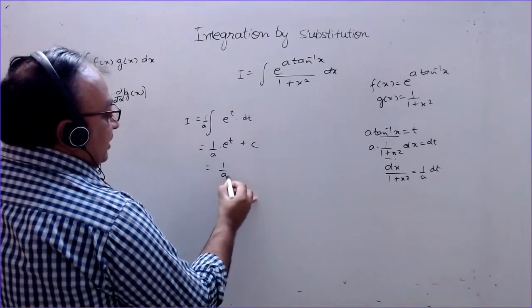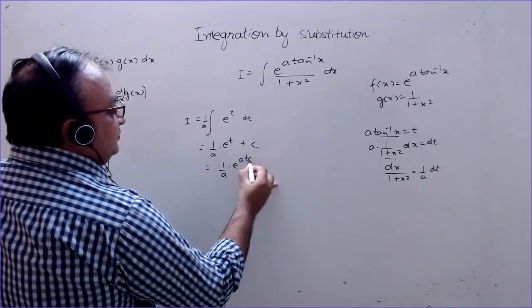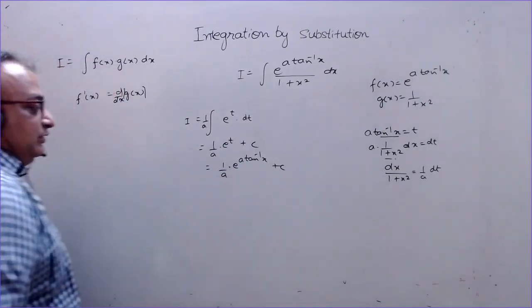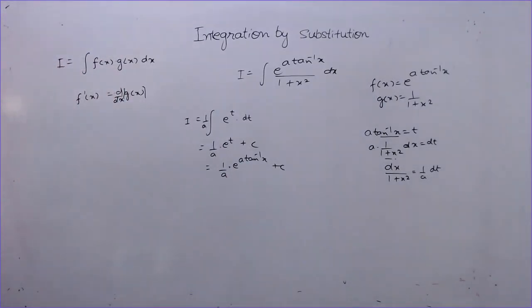Putting the value of t again, this is the solution to the question. So here you have to keep in your mind which function should be substituted so that it is the derivative of the other function.